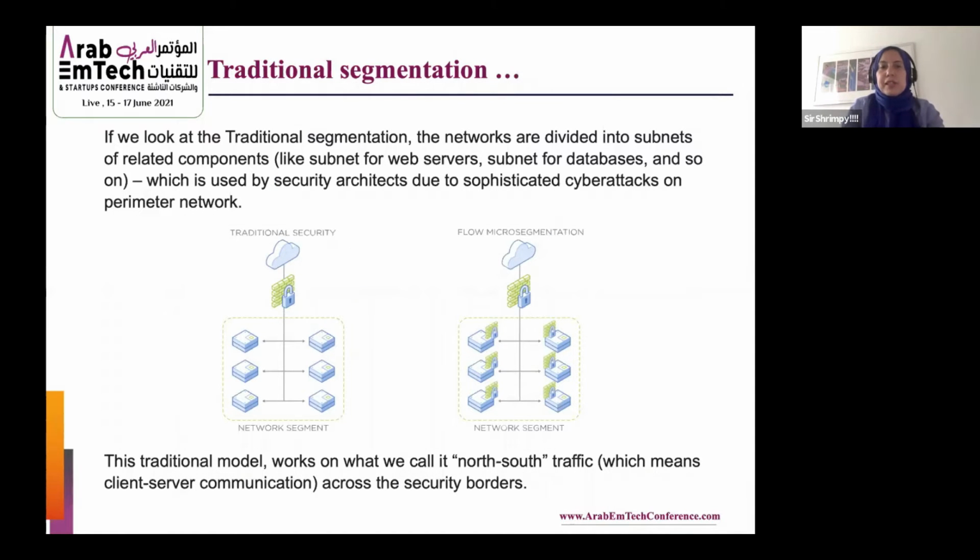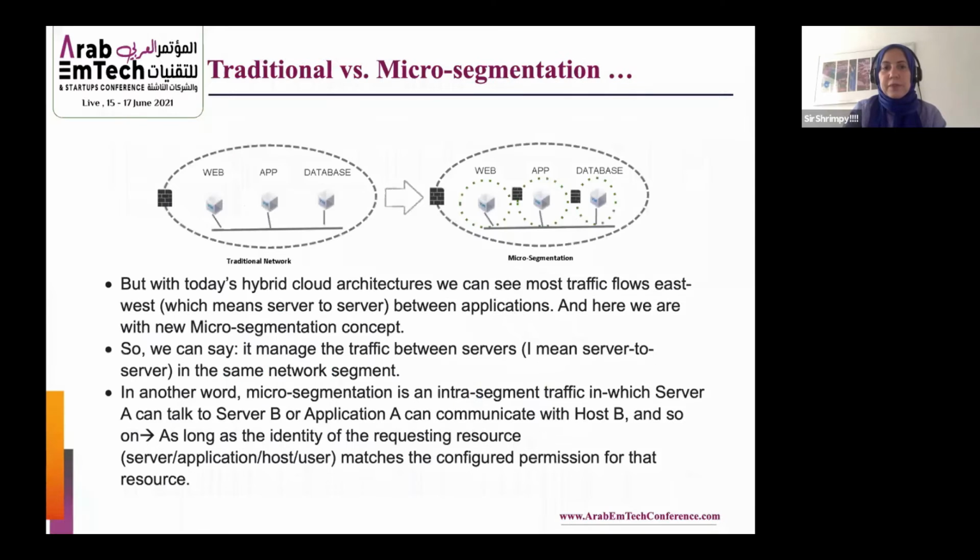If we look at traditional segmentation, the network is divided into subnets of related components, like a subnet for web servers, a subnet for databases, and so on, which is used by security architects due to sophisticated cyber attacks on the perimeter network. This traditional model works on what we call north-south traffic, which means client-server communication across the security border. But with today's hybrid cloud architecture, we can see most traffic flows east-west, which means server to server between applications.